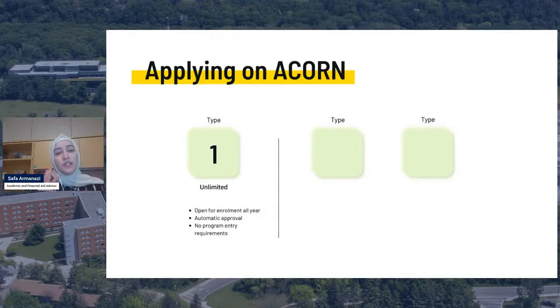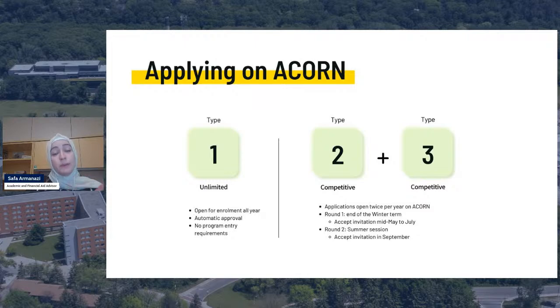Right, so in terms of applying on Acorn, the difference between these types of programs is that type 1 programs can be added at any time on Acorn. As soon as you add it, it becomes immediately active. It's automatically approved because it does not have any entry requirements. Whereas type 2 and type 3 programs can only be requested during our program selection period, and we only have two rounds for our program selection periods. We have round 1, which is usually in the springtime at the end of the winter term. And we have round 2, which is our summer session, May to June. Summer session is in the summer, and it starts from June to August usually.